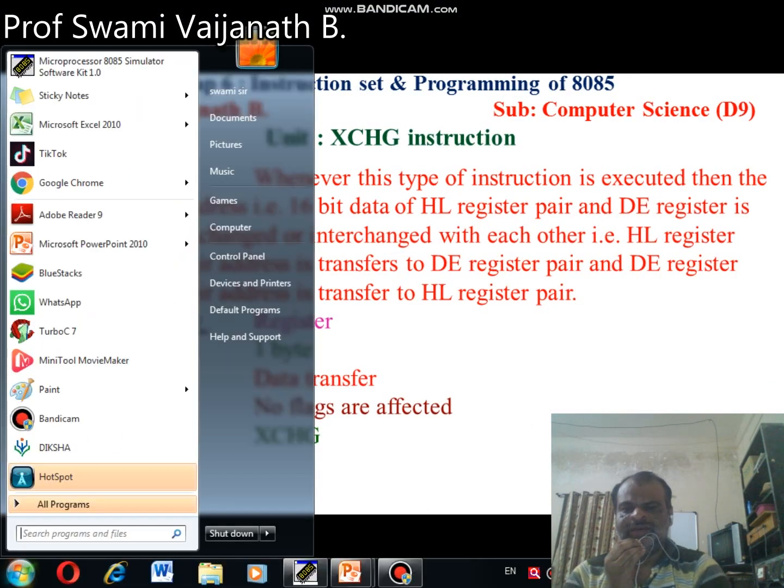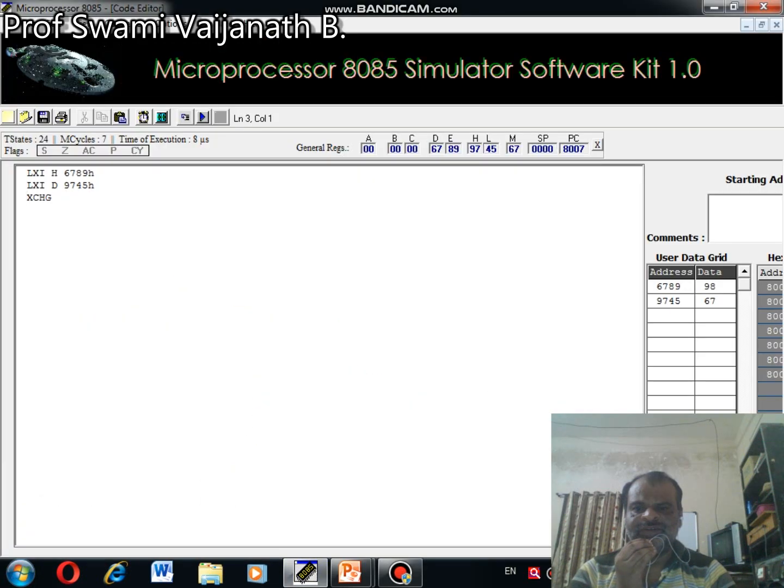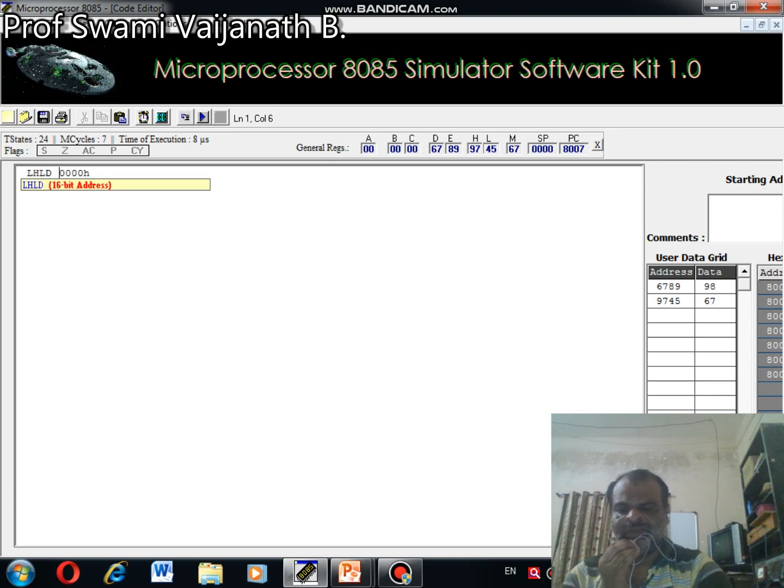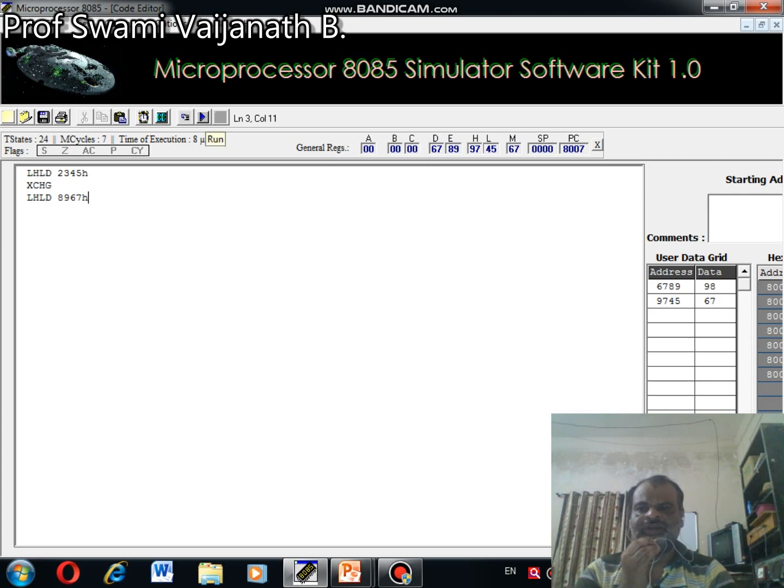Another example I give with the LHLD instruction. Suppose I use the LHLD instruction, then I give an address like this, that is, in the L register the data is 45, in the H register the data is 23. Then I use the exchange instruction. Then again the LHLD instruction is used. Then I execute this instruction.